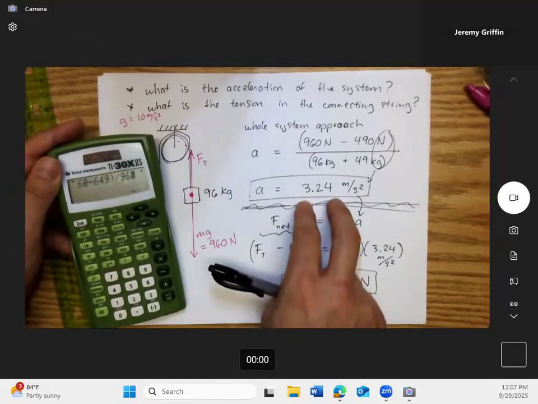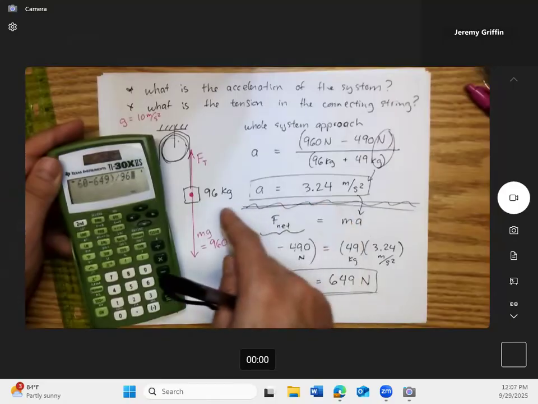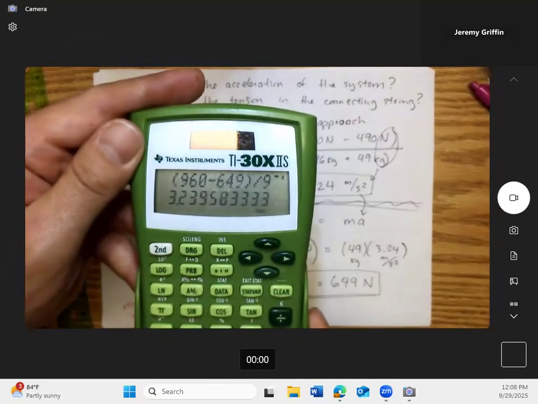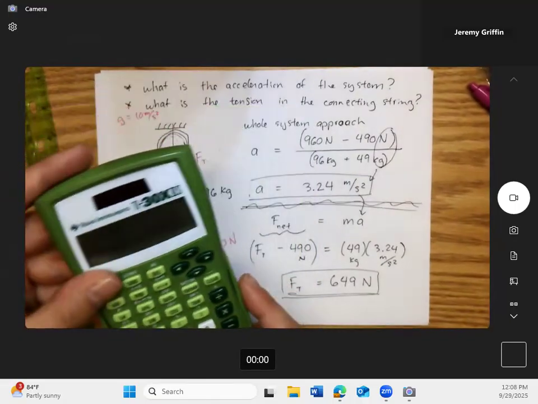3.24. Right, because we found that before. This is for the whole system, so better also apply that in an individual block. There it is, 3.24. It's the same thing. So it worked.